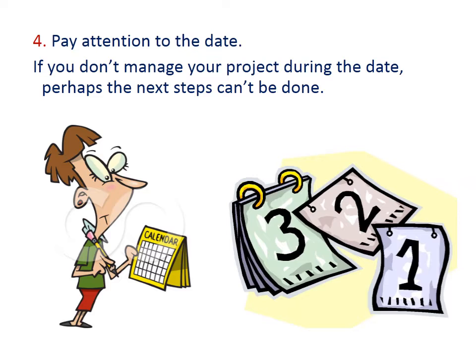Next, pay attention to the dates. If you don't manage your project within the dates, perhaps the next steps can't be done. For example, during the project your task is to create a logo of the project. The next step is voting. If your students haven't created the logo, they won't be interested in voting.